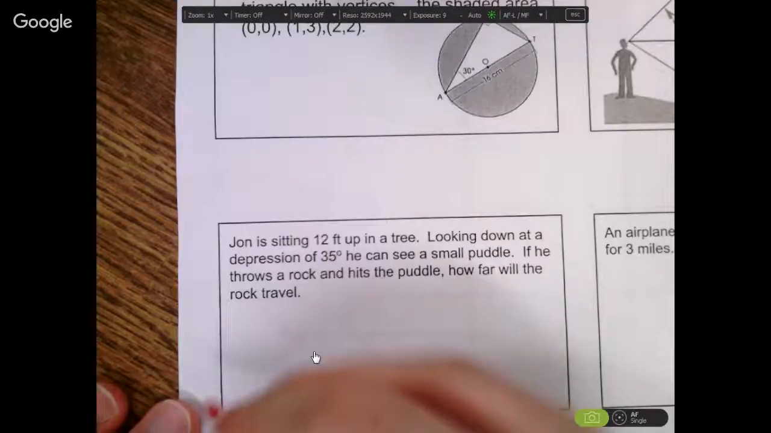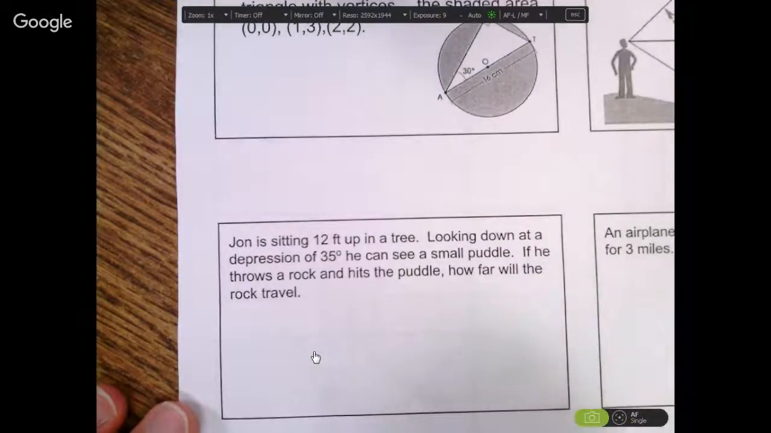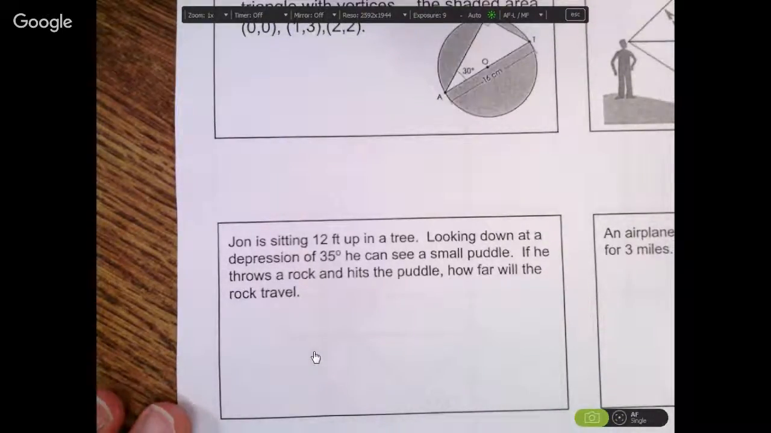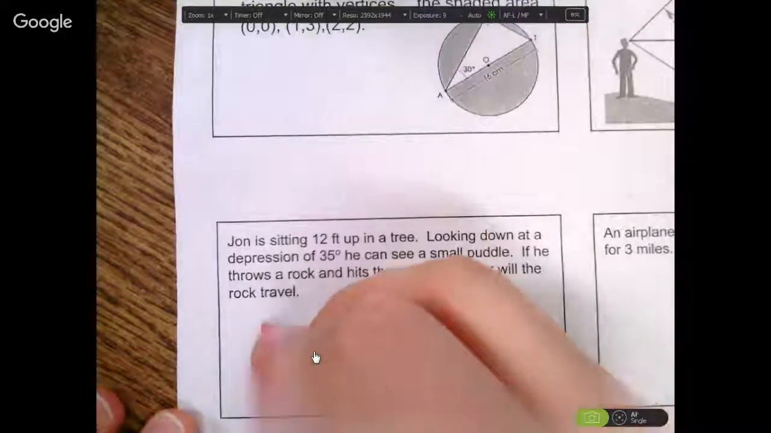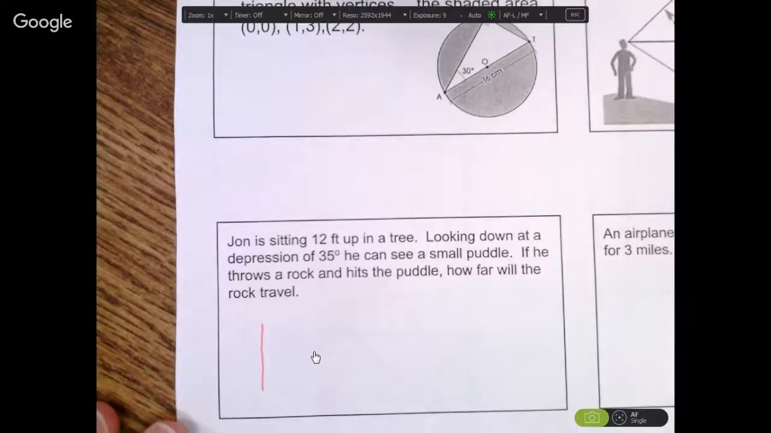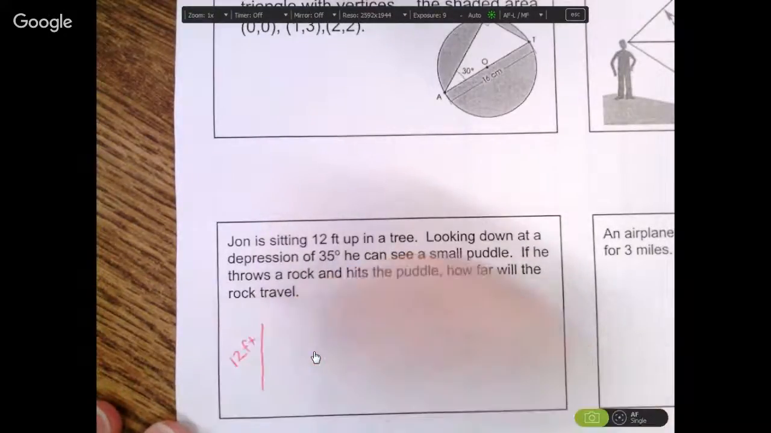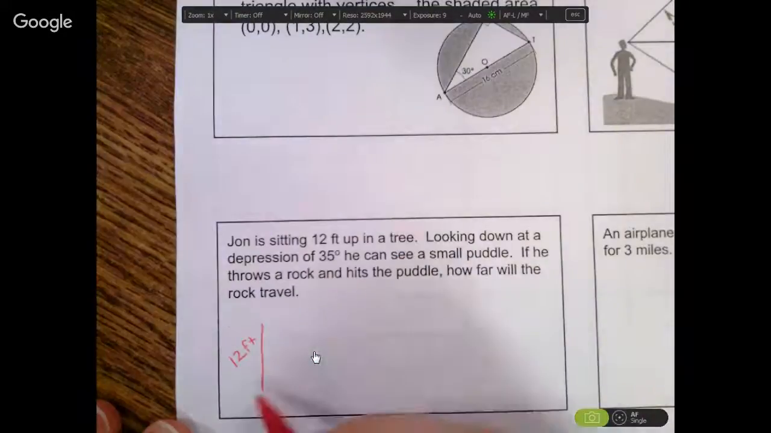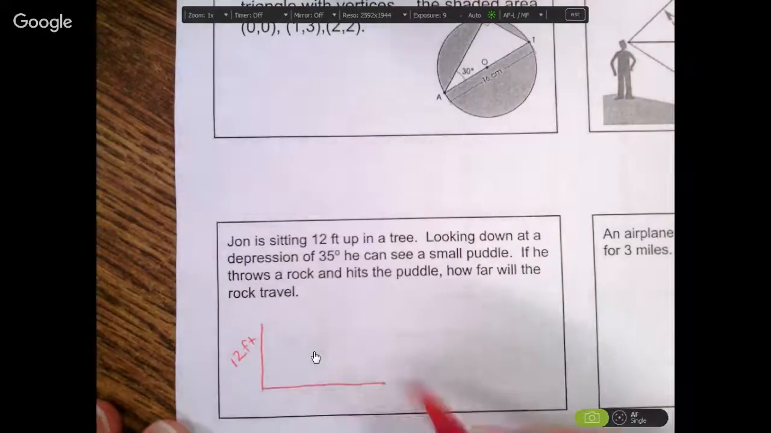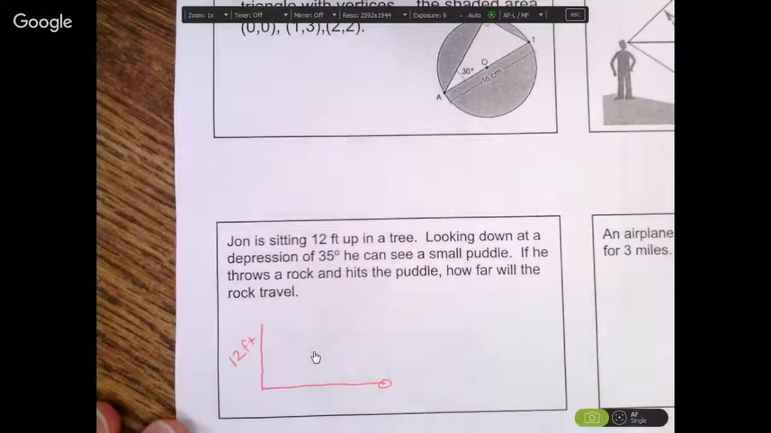Okay? So John sitting up in a tree, almost every single circumstance, there's something that's straight up and down. Okay? In this example, the tree is straight up and down. Is the ground perpendicular to the tree? Yes. So then that means that this is 12, he's 12 feet up in the tree. Okay? And there is a puddle sitting out here. Okay? And he's looking down.